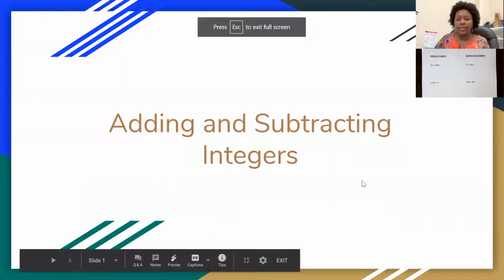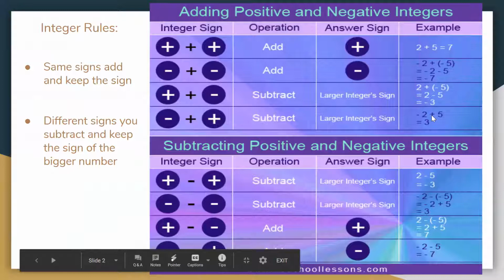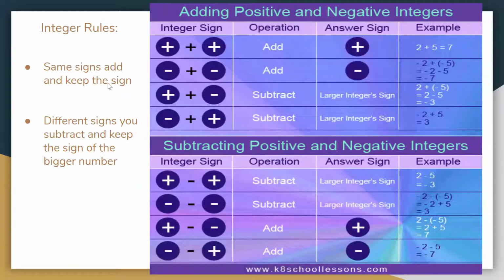All right, adding and subtracting integers. The rules for this are same signs, you add the numbers and keep the sign. For example, if both of your numbers are positive, then your answer will be positive. If both of your numbers are negative, your answer will be negative. You're still adding them. If you have a positive number that you're adding to a negative number, you will subtract them. Different signs, you subtract and keep the sign of the bigger number.